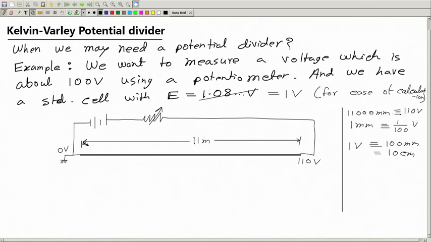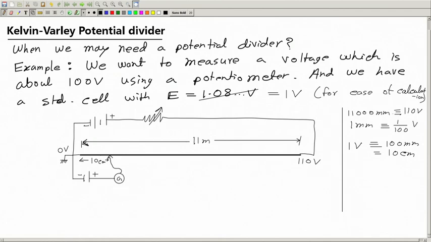Okay. Now, therefore, for calibration we have to set the jockey for the standard cell. So, this is the standard cell, minus side, plus side, this has to be consistent. Let this be the galvanometer. So, you have to set the jockey exactly at 10 centimeter, and then adjust this current to get the null.